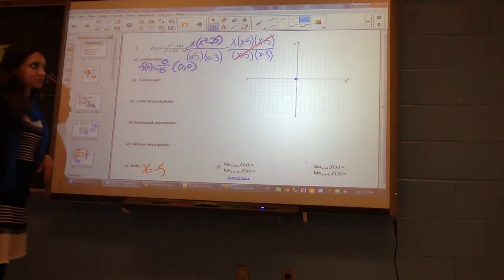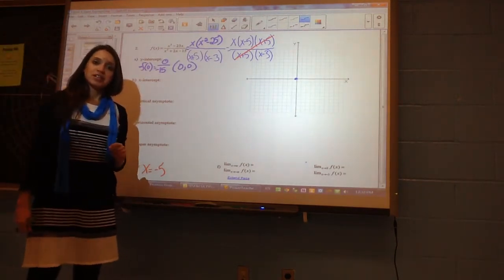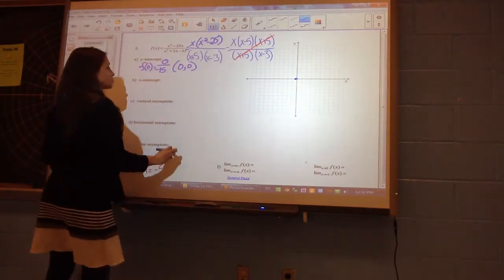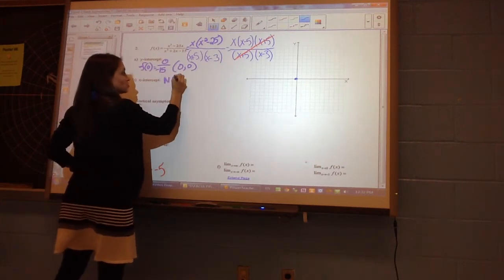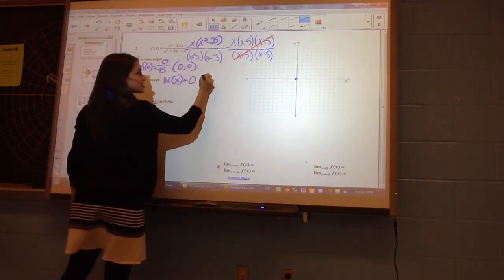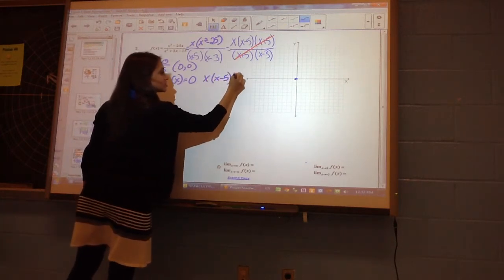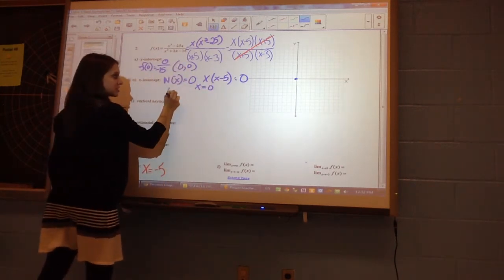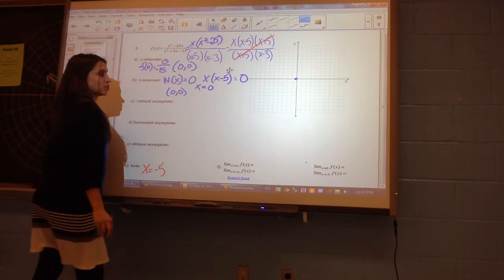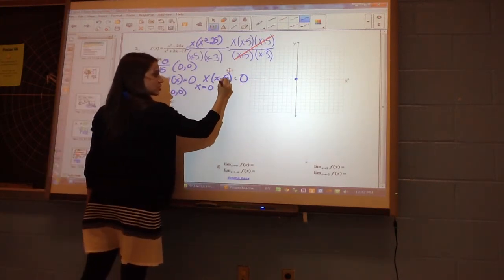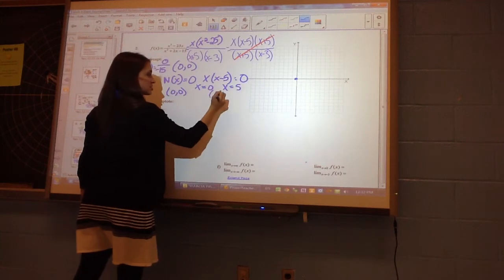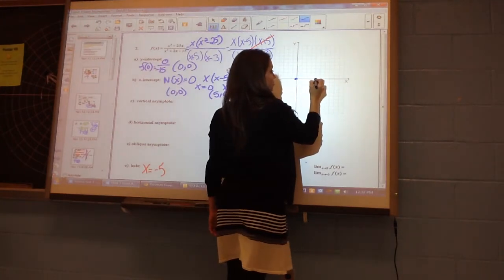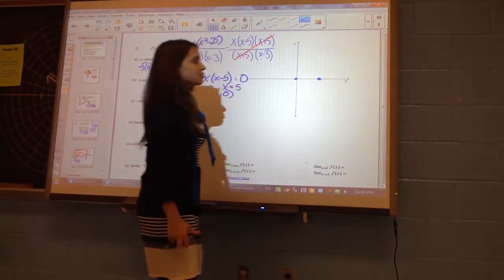My x-intercept: we set our numerator equal to 0. Well, I can use the factored form of my numerator. So I have x times x minus 5 equals 0. So either x equals 0, well I already knew that was an intercept, that's the origin. I already have that on my graph. Or x minus 5 equals 0, which means x equals 5 is an intercept. So I can also graph this intercept. 1, 2, 3, 4, 5. And there are my intercepts.